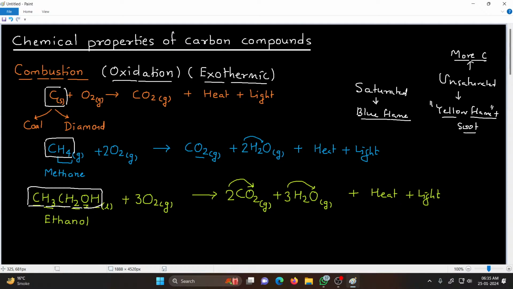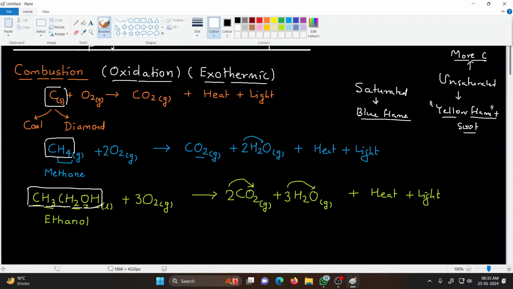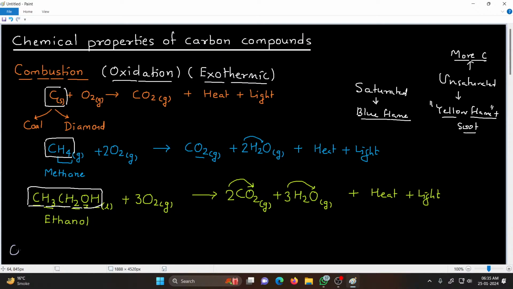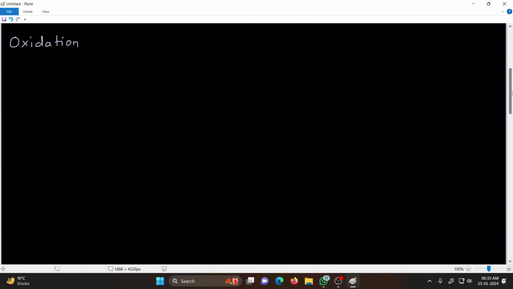There is one more reaction, the oxidation reaction. And this oxidation reaction is different from the combustion reaction. So by definition, oxidation is combining with oxygen. So in this reaction, the reactants combine with oxygen, but they do not burn. In this reaction, alcohols are converted into acids.